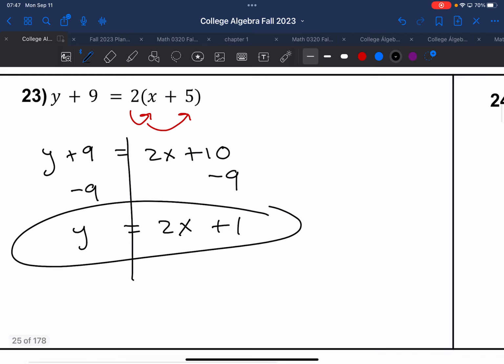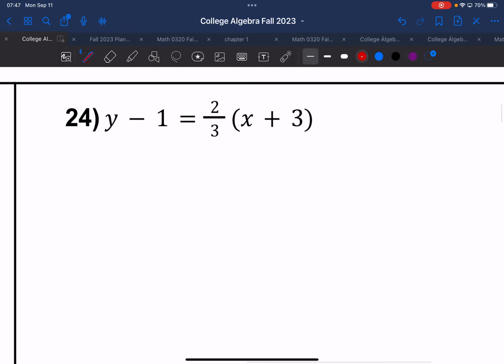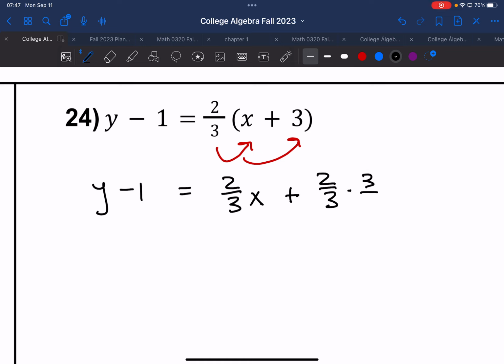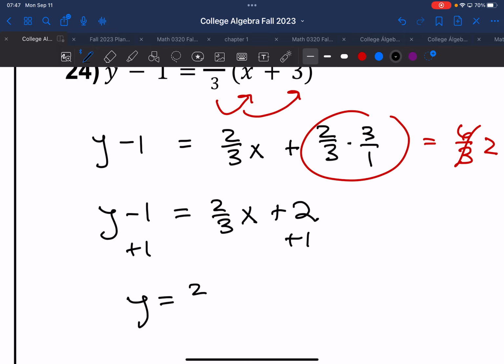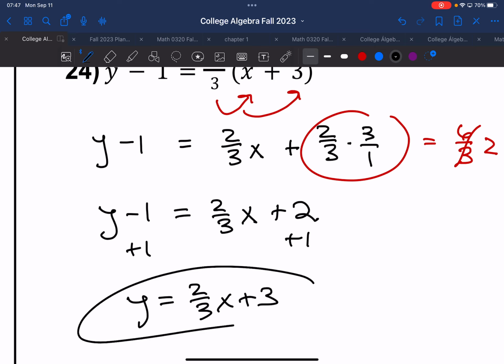And then the last one, number 24, I'm going to distribute that 2/3 first, and I get y minus 1 is equal to 2/3 x plus 2/3 times 3. So 2/3 times 3 over 1. This gives me 6 over 3, which is 2. Okay? So that means I have y minus 1 is equal to 2/3 x plus 2. Then I'm just going to add my 1 to the other side, and I get y is equal to 2/3 x plus 3. And that's our answer here.